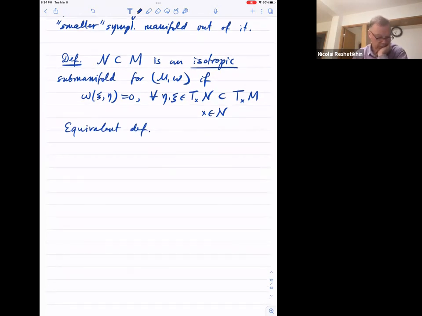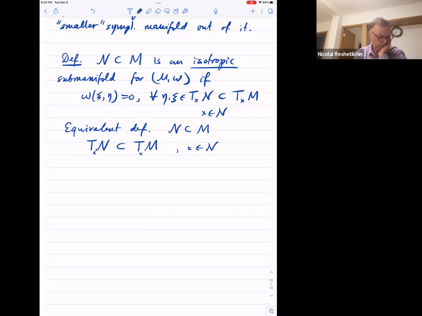So let's see, what do we have? So N is a submanifold in M. So we have a tangent subbundle. So for every x in M, we have a tangent subspace in M.